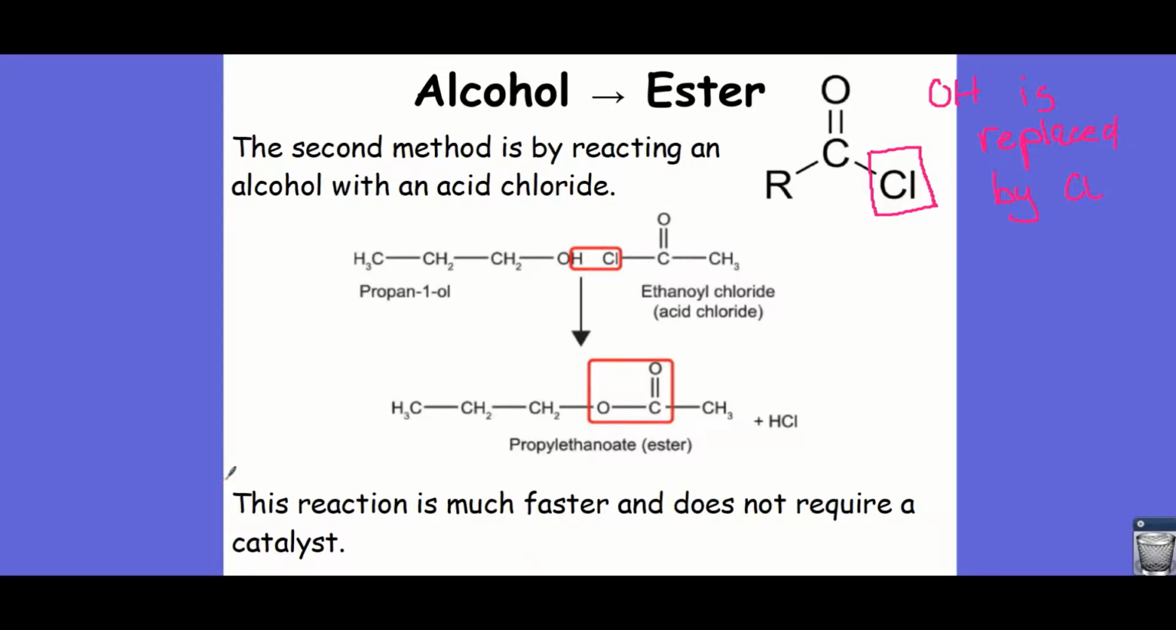So this point at the bottom here is really important. So a really common question, why would we use an acid chloride? It's because it is much faster and does not require a catalyst. Other than that, the exact same thing is happening. It is still a condensation reaction. Just because water is not being eliminated, it's the hydrogen chloride molecule here. So a small molecule is still being eliminated, so it is still classed as a condensation reaction.